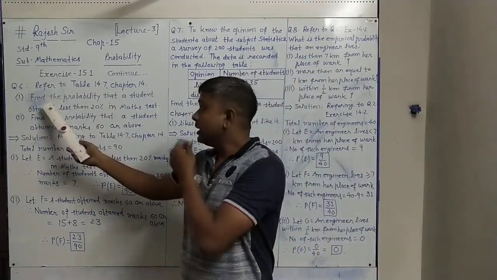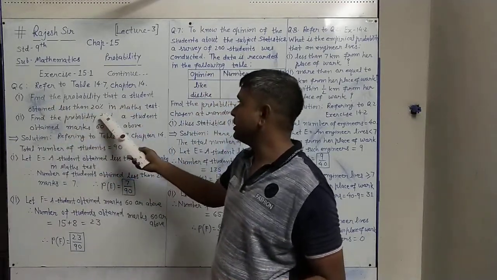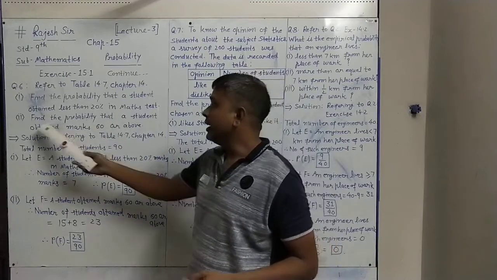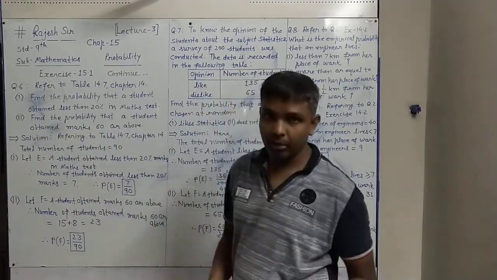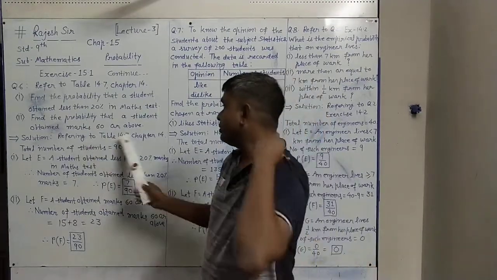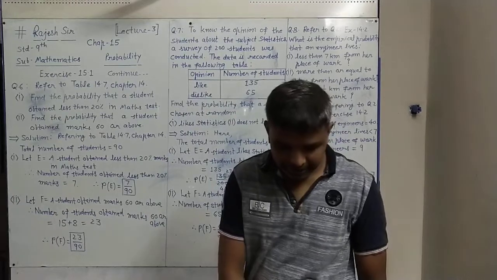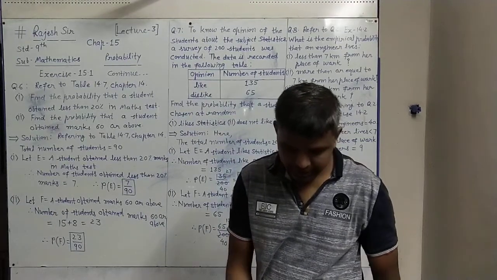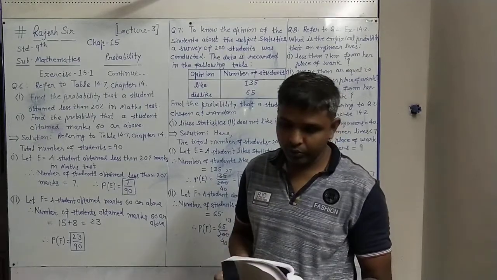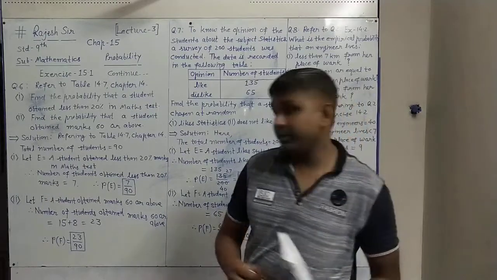And then in that we have to find the probability that a student obtained less than 20% in the maths test. And second, find the probability that a student obtained marks 60 or above. So referring to table 14.7, chapter 14, we will refer to that table. You can see it on page number 251.